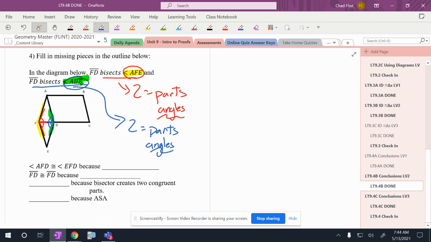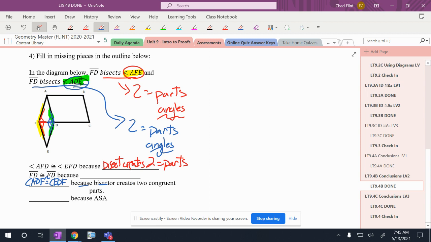Let's see if I can figure that out. So it says AFD and EFD. That's the red one. All right, so because a bisector creates two equal parts. All right, and then I got my blue one. So that's going to go on this third line. It says because a bisector creates two equal parts. So that's going to be angle ADF congruent to angle EDF.